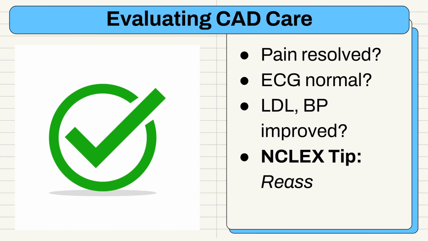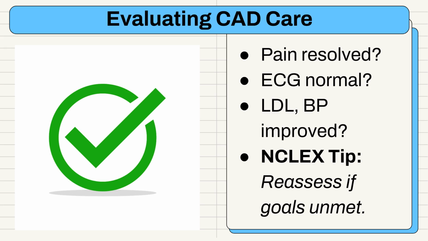Finally, evaluation. We check if our interventions worked. Is John's chest pain gone after nitroglycerin? Has his ECG returned to baseline? Are his lipid levels trending down with statins? We monitor vital signs, oxygen saturation, and lab results like LDL and hsCRP.